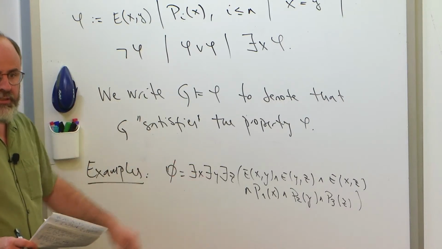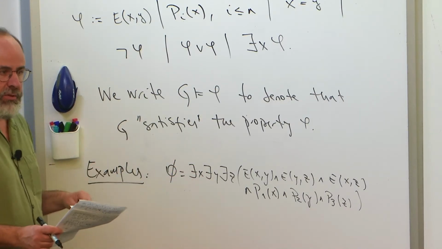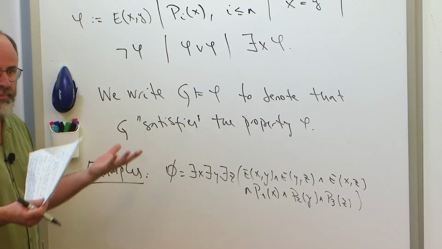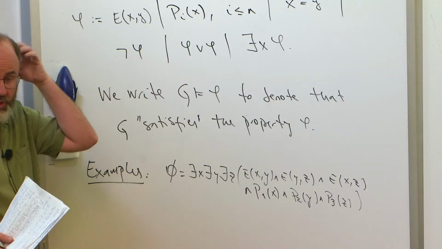This formula here doesn't have any free variables, right? All variables in the formula are quantified. Yeah? So it expresses a property of graphs, of node color graphs.